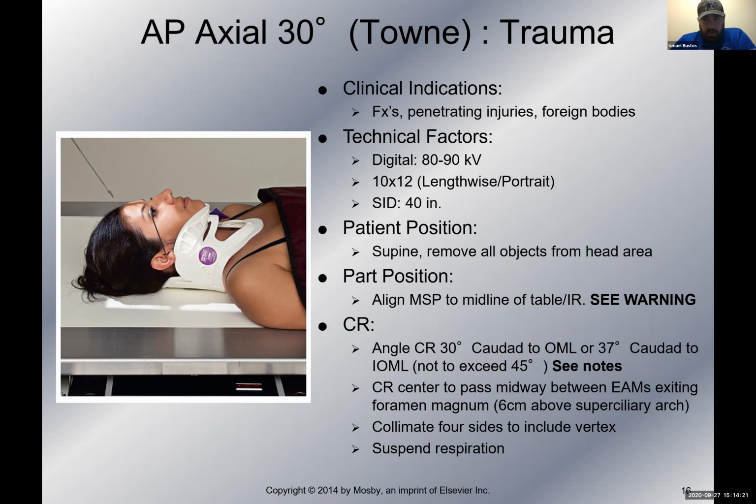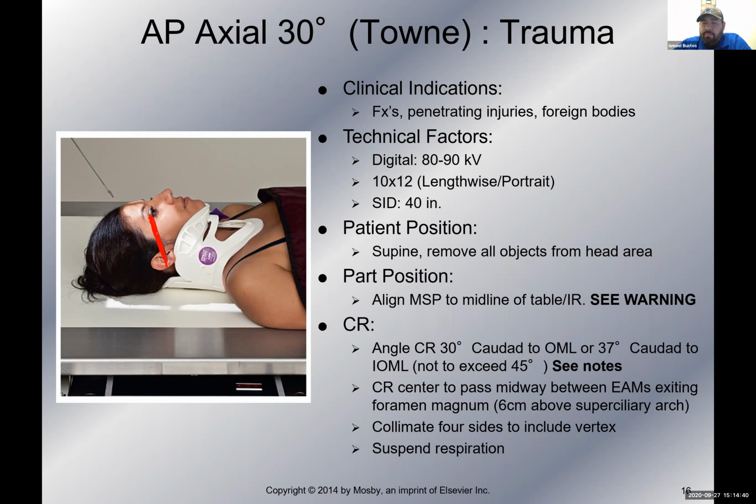Now, when we normally do a Towne projection, we try to get the OML perpendicular. We flex the head to get the OML perpendicular, and if you can't, then you can use the IOML. With this patient, we're not going to be able to do that. So we need to just make sure that we see where the OML is, and we're going to adjust our CR based on that OML.